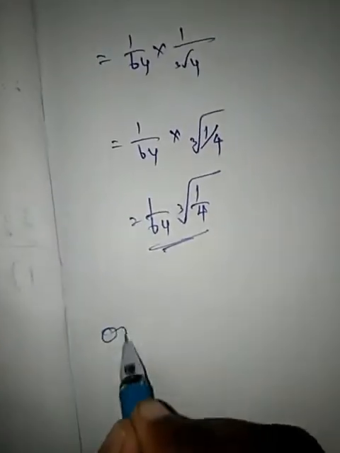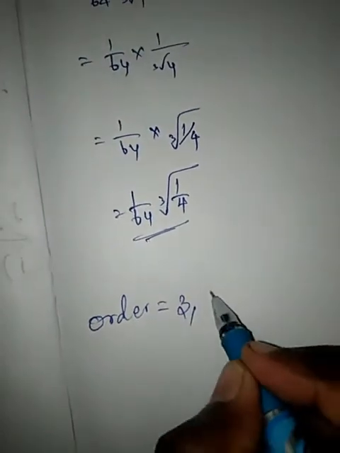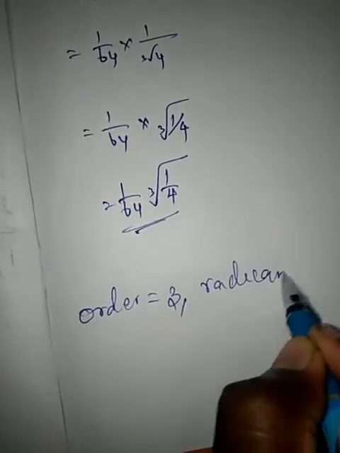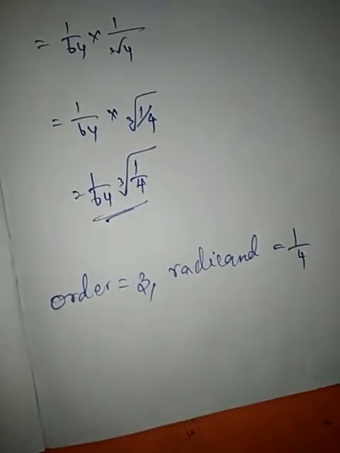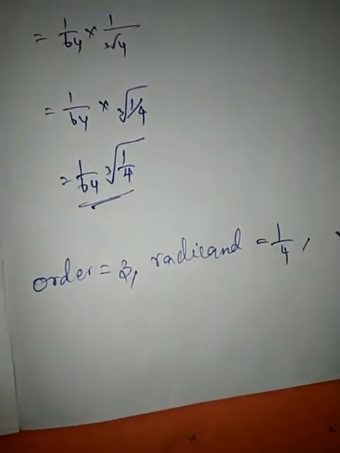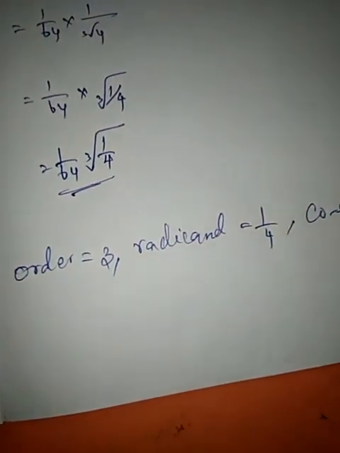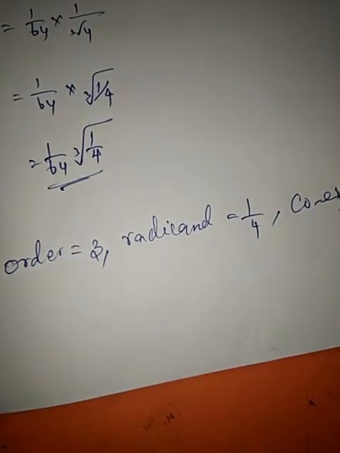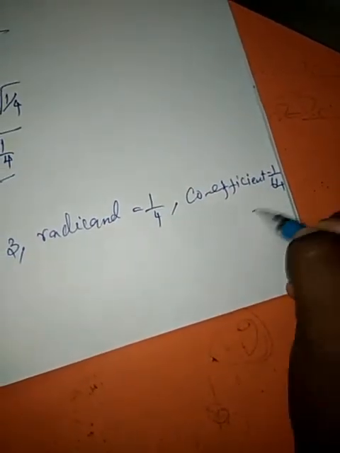Therefore, first, the order we get is 3. Next, the radicand is 1 by 4. Next, the coefficient we get is 1 by 64. So the coefficient is 1 by 64, and the solution is over.